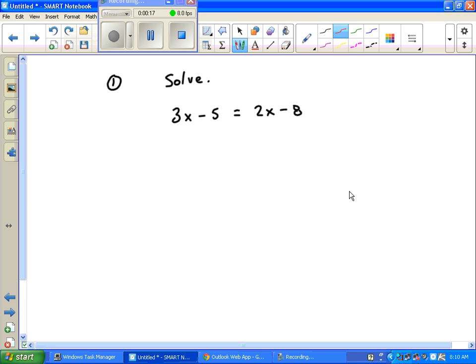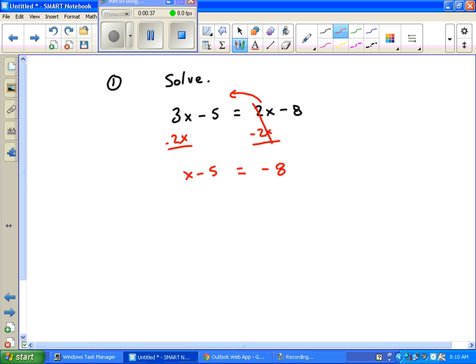Put the smaller variable term to the larger side. So we have 2x on the right. We want to bring that one over to the left. It's positive or plus 2x, so subtract to undo that. If you subtract 2x on the right, do it on the left, and that'll leave you with 1x. These will cancel. Negative 8.